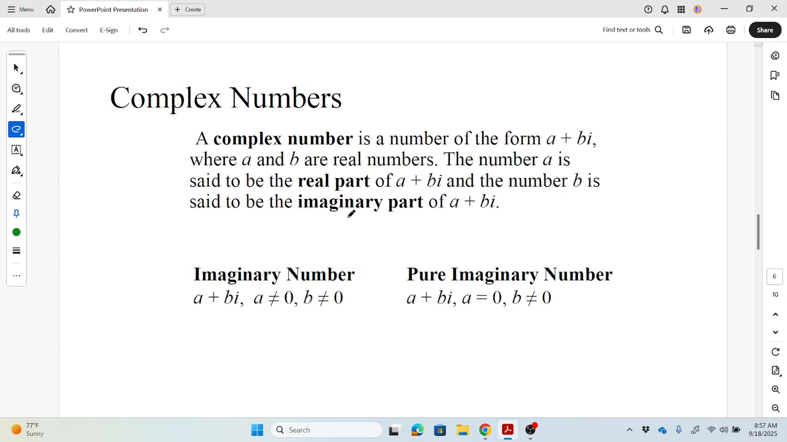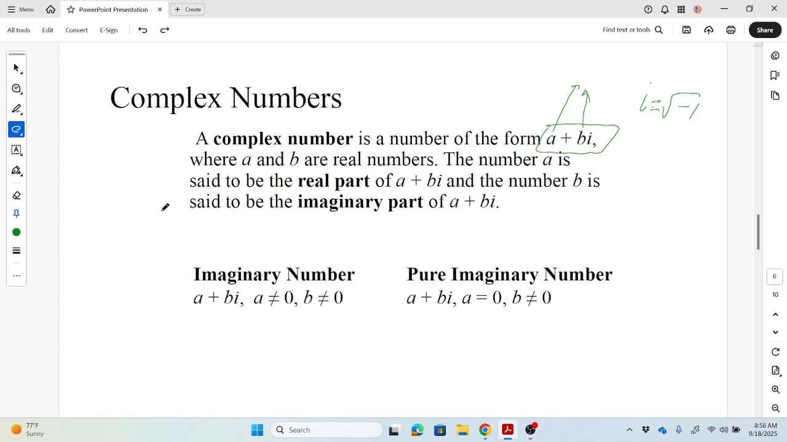Now, using that notation i, we're going to create a system called the complex number system. And how do you do that? We're going to form a number in the form a plus bi, where a and b, both of them are real numbers, and i, what is the i? We will just define i as square root of negative 1, or the square of i is negative 1.